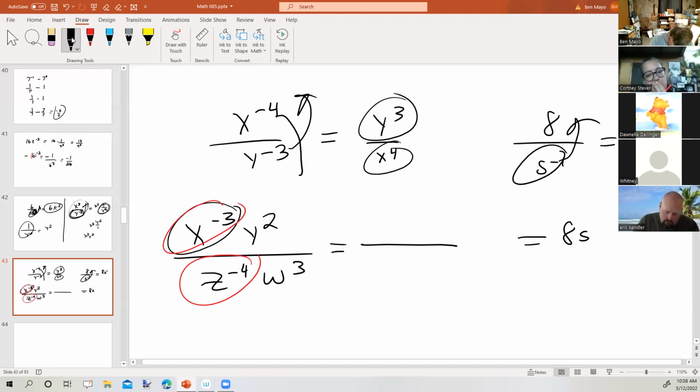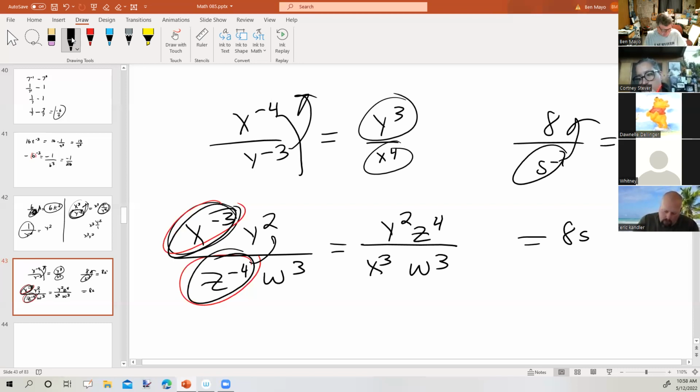x to the negative 3 on top becomes x to the positive 3 on the bottom. y squared on top stays. z to the negative 4 on the bottom becomes z to the positive 4 on top, and w cubed on the bottom stays. So what am I doing? I'm taking the factors with negative exponents and moving them across the line so that now everything has positive exponents.